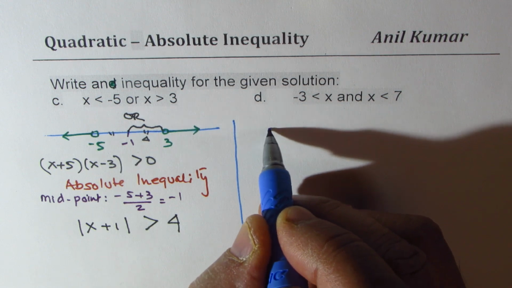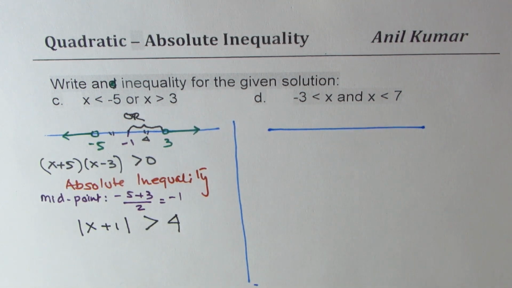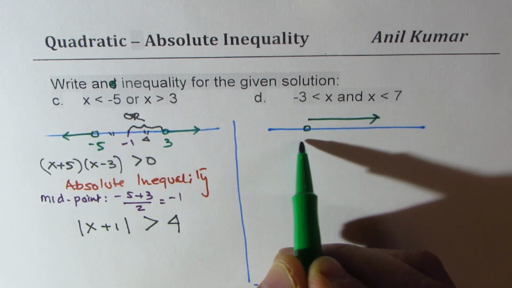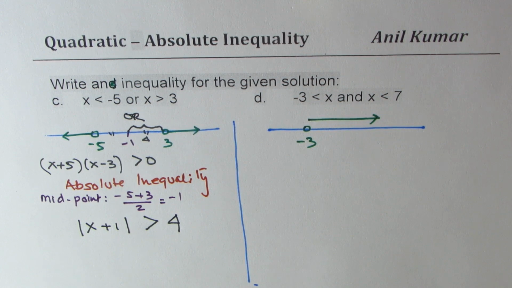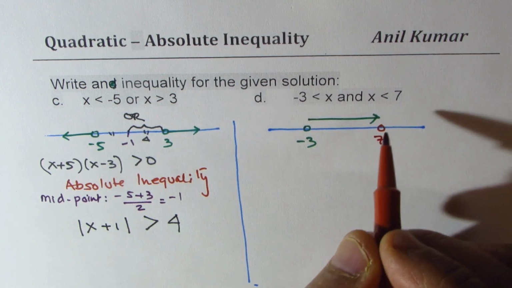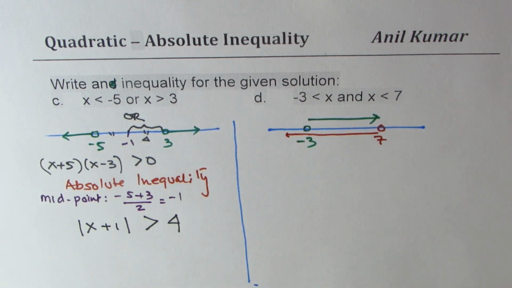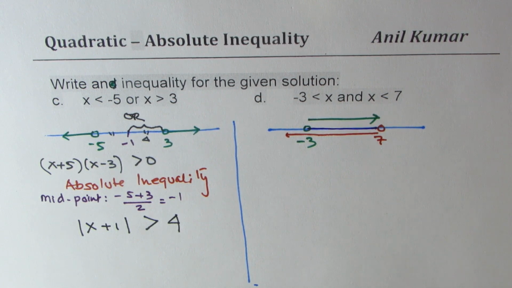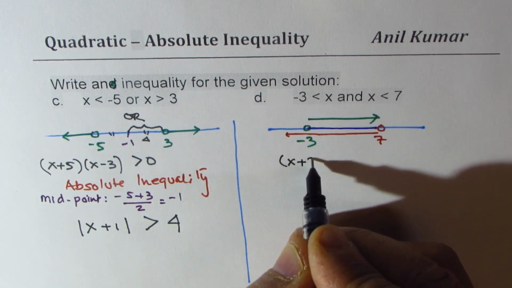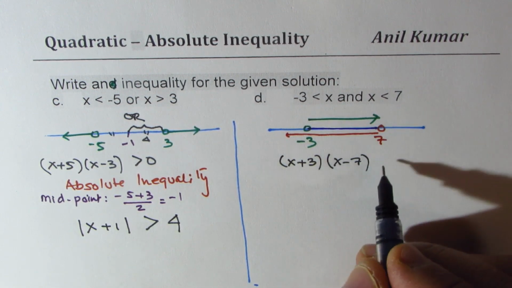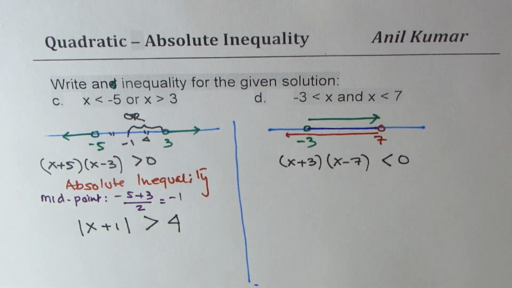Now let me take D. In D, we are given an AND condition. X is greater than minus 3. That means it is on this side of minus 3. X is less than 7. So let's say this is 7 for us. Less than 7 means this side. AND means what is common to both. That means in between. So as far as this quadratic function is concerned, we could easily write this as x plus 3, that is the first root, x minus 7, the other root, and AND means less than 0. So that is the inequality which satisfies.